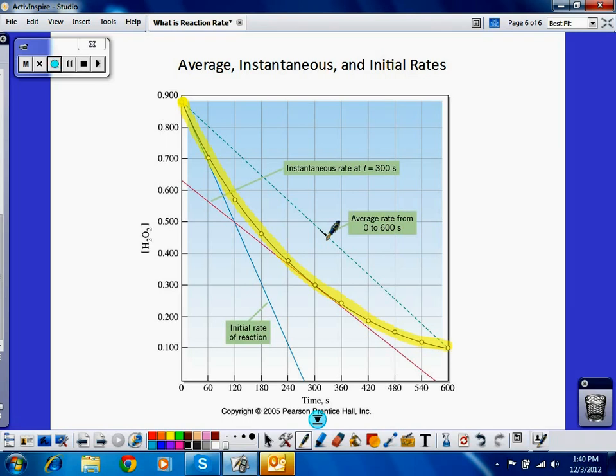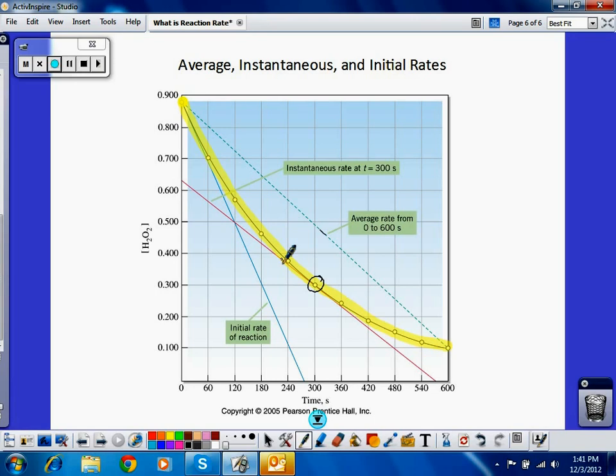Another way I can look at this is to look at the rate at a particular moment in time. So if I want to know how fast the reaction is going at exactly 300 seconds, I would draw a line tangent to the curve at 300 seconds. The slope of this line would be the instantaneous rate, and that would be the rate at only 300 seconds.